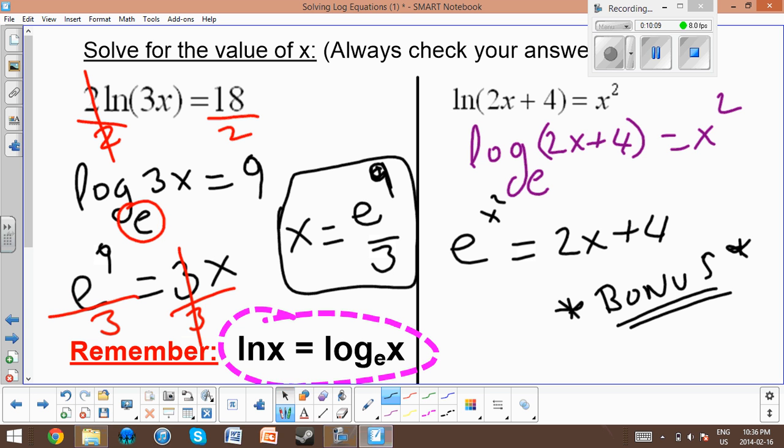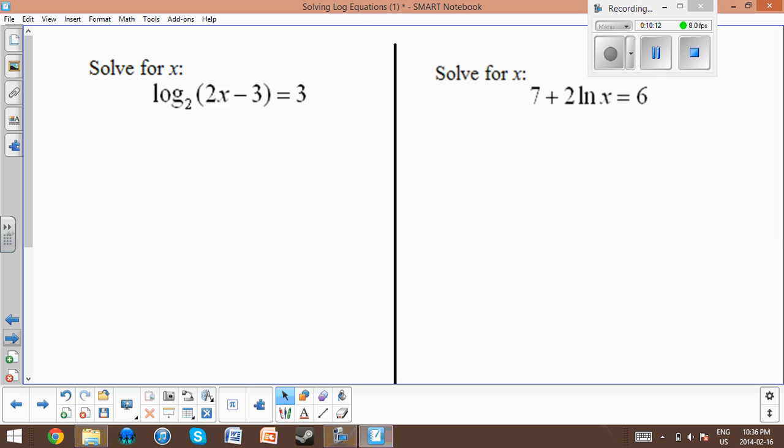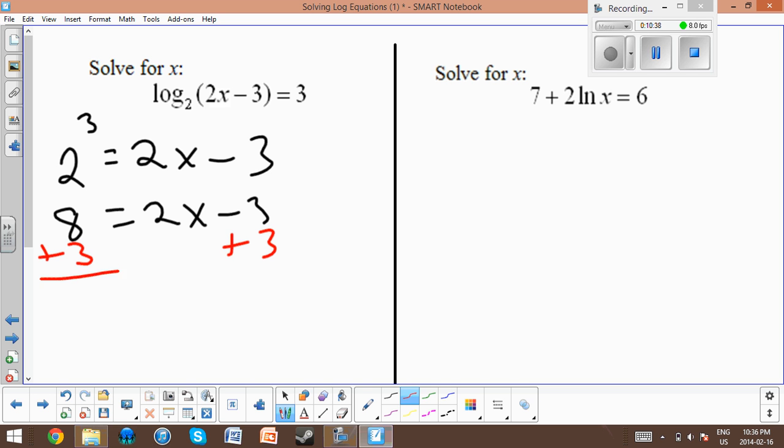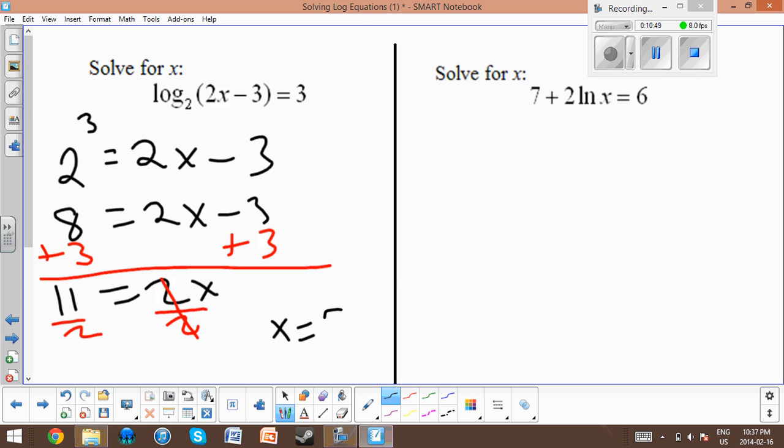Following the next problem, we have log base 2 of (2x minus 3) equals 3. I will quickly jump to the exponential form, which is base 2 to the 3rd power equals 2x minus 3. 2 to the third power is simply 8, so 8 equals 2x minus 3. And we're solving a simple equation right now, adding 3 to both sides and getting 11 equals 2x, and then dividing by 2 on both sides, which gives us the final answer of 5.5.